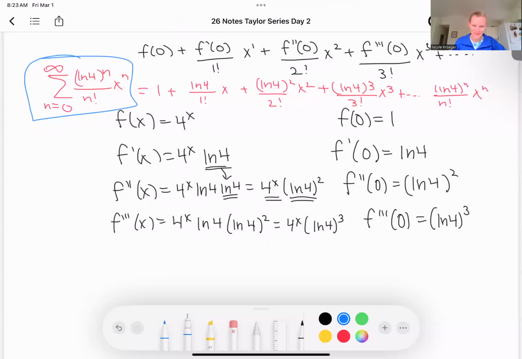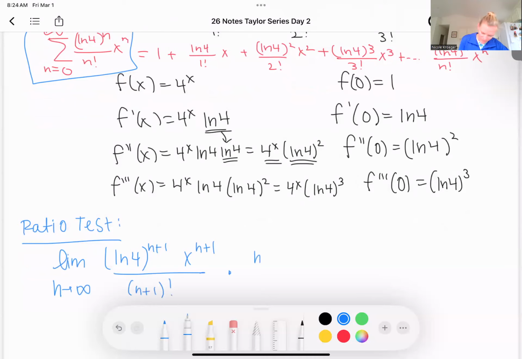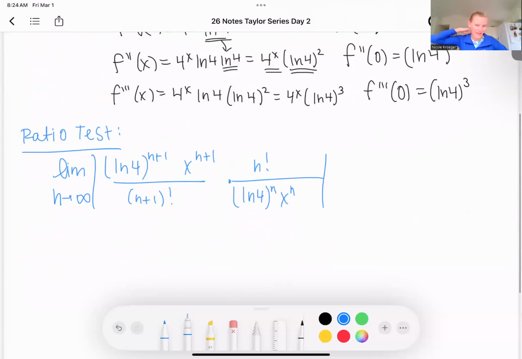So let's see, that one has a factorial in it, as most of these will. So I'm going to use the ratio test to find my radius of convergence. So let's see what I'm going to get here. This will be a limit as n approaches infinity of the absolute value of ln of 4 to the n plus 1, x to the n plus 1, all over n plus 1 factorial, times n factorial over ln of 4 to the n, x to the n. Don't forget our absolute values. Okay, let's start canceling things out.